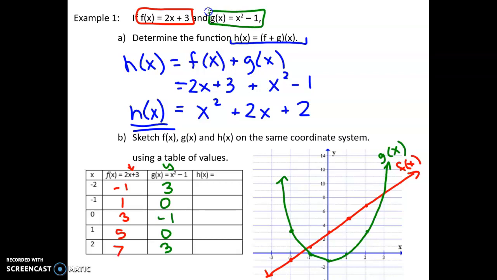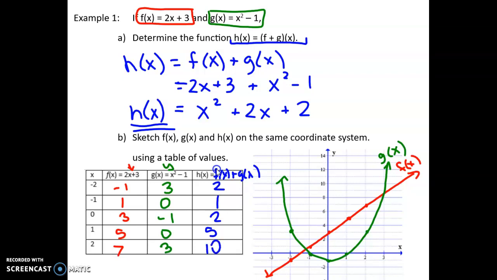So far we have a line for f of x and a parabola for g of x. Now we're going to find h of x. Since h of x is our f of x plus our g of x, that means I can add the y values from f of x to g of x, and I'll get my new h of x values. So negative 1 plus 3 gives me 2, 1 and 0 gives me 1, 3 and negative 1 gives me 2, 5 and 0 is 5, and 7 and 3 is 10.